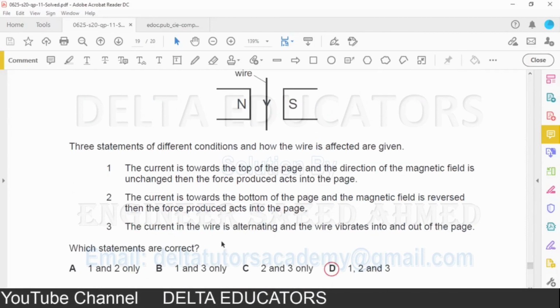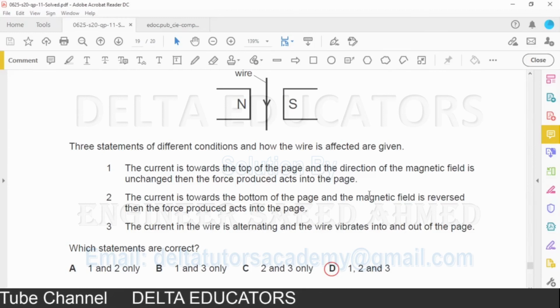Point 3. The current in the wire is alternating and the wire vibrates into and out of the page. Here we are using alternating current. Alternating current means we have half cycle positive and half cycle negative. When the direction of the current changes from positive to negative, the direction of the force will also change. So this point is also correct. If into the page is because of the positive current, then out of the page will be because of the negative current.